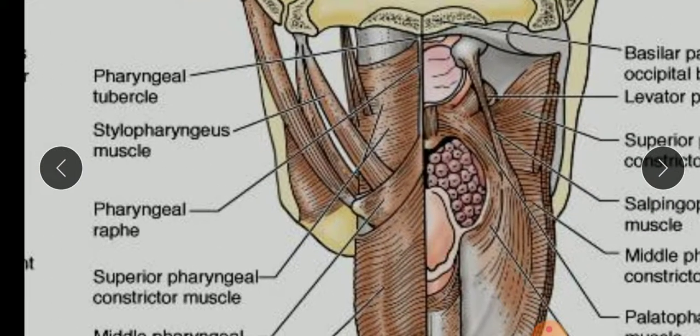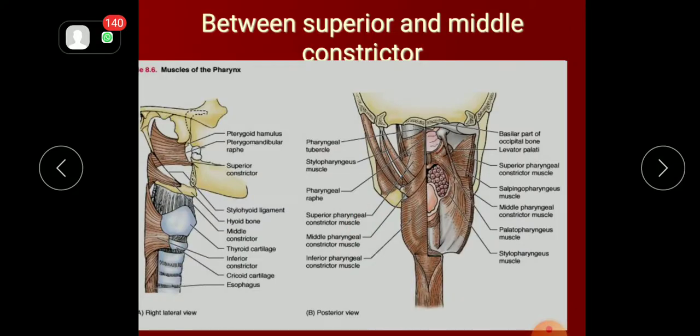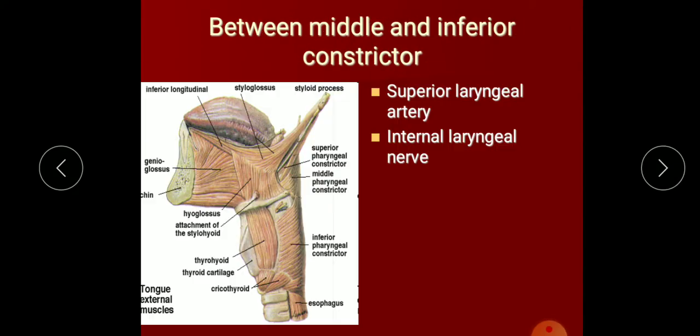Look at that figure. You are seeing the superior constrictor marked there. This is the superior constrictor. This is the middle constrictor. Are you seeing that? Middle constrictor. In the gap between these 2, you are seeing stylopharyngeus. Between the superior and the middle, you are seeing the stylopharyngeus with the glossopharyngeal nerve. So is that clear? Fine.